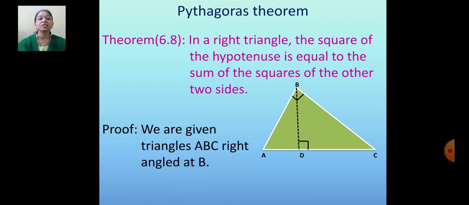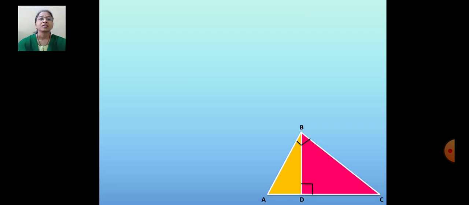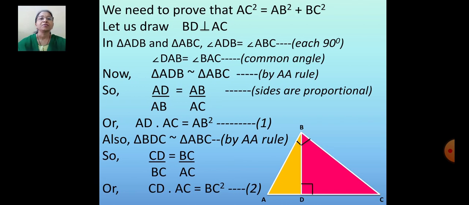So we are given triangle ABC is right angled at vertex B, and we need to prove that AC square is equal to AB square plus BC square. Now let us see how we can prove this. For that we need a small construction here. So you draw perpendicular BD on hypotenuse AC. So BD is perpendicular to AC.